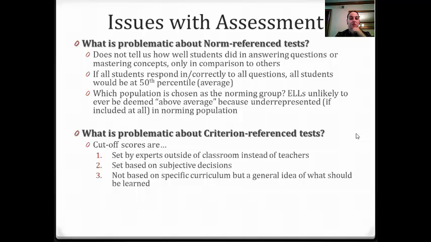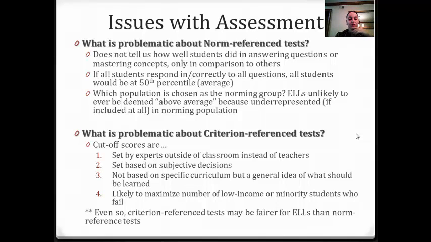And if you're thinking about K through 12 schools, this usually goes hand in hand with the standards. Okay, so the standards are not based on a specific curriculum, but just a general idea of what we think students should be learning at each level. And it's likely going to maximize the number of low-income or minority students who fail, because these cutoff scores are usually based on how mainstream middle-class white students can perform, rather than giving a range of ability levels and performance levels from students with different opportunities for learning.